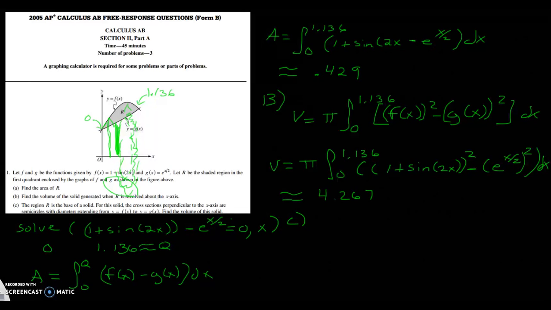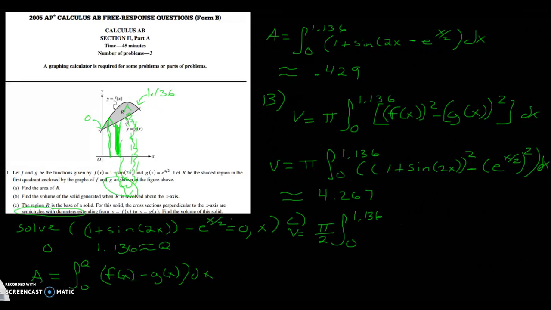Okay, part C says the region R is the base of a solid. For this solid, the cross sections perpendicular to the x-axis are semicircles with diameters, ooh, it's going to be playing on words, extending from y equals f of x to y equals g of x. Find the volume of the solid. Since it's a semicircle, you're going to have to do volume equals pi over 2. That's the semicircle part. Now we have to do the diameter part. And it's still 0 to 1.136.